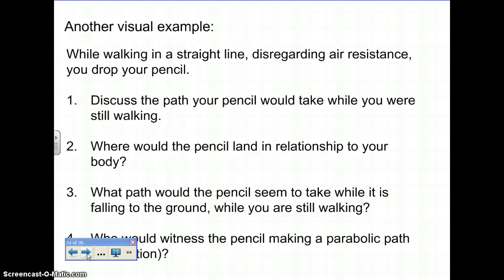Okay, let's try one more example. While walking in a straight line, disregarding air resistance, you drop your pencil. What's going to happen? Literally, leave the computer for a second, in a little bit of an open area. Do it. Get up. Do it. You got your pencil, your pen, whatever in your hand.